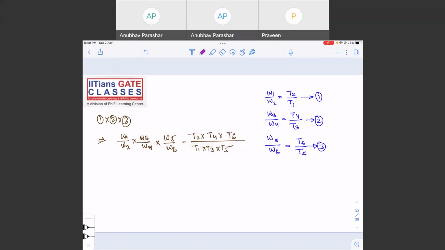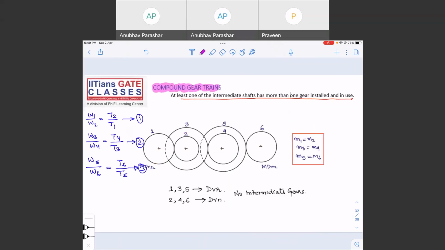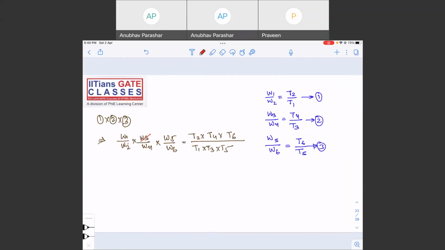Now look, one very important thing here. Can I say here that omega 2 is equal to omega 3? Why? Because they are mounted on the same shaft. Similarly, can I say omega 5 is equal to omega 4? Why? Because 4 and 5 are mounted on the same shaft, so I can cancel these terms. 3 and 2 will get cancelled out, 5 and 4 will get cancelled out, so what is left behind is omega 1 by omega 2, that is the speed ratio, equal to T2 into T4 into T6 over T1 into T3 into T5.